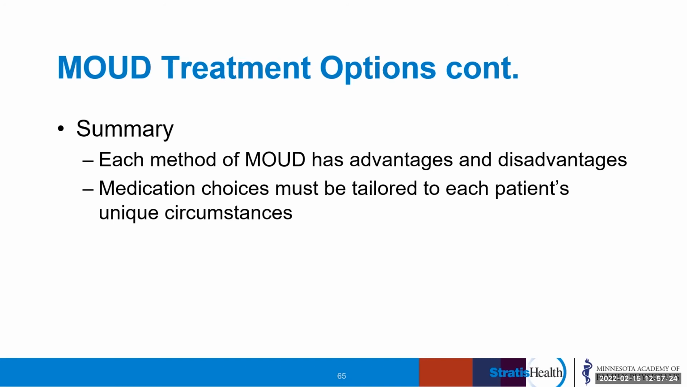Just as a summary, again, remember each method has its advantages and disadvantages. We have to pick and choose for each patient. We can't say one is always our first choice. It's got to be what's best for the patient. Even though I'm not a big Vivitrol fan, there are patients that I think it's appropriate for. And I think that we need to look at the rest of their health, the medications, all these different things.